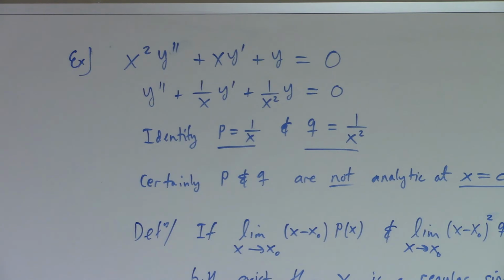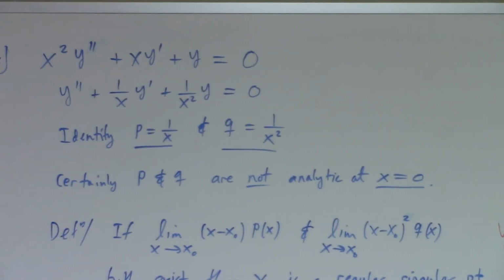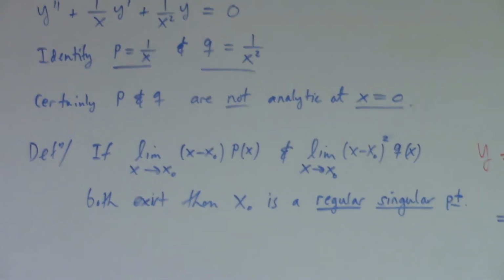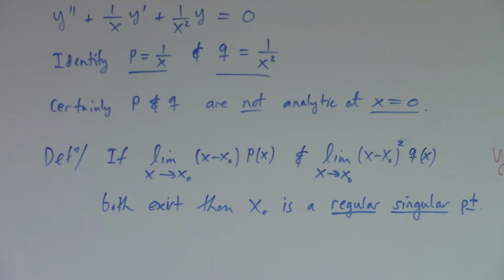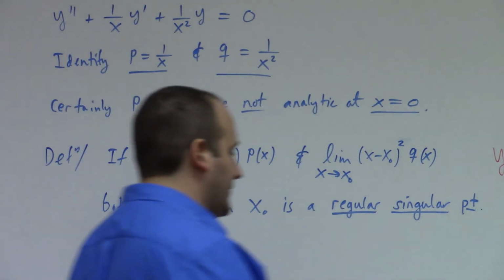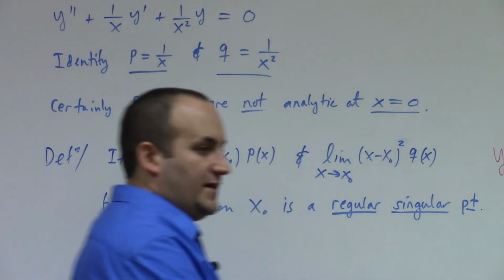So for the Cauchy-Euler problem, at least in the n equals 2 case that we're thinking about right now, what can we say?